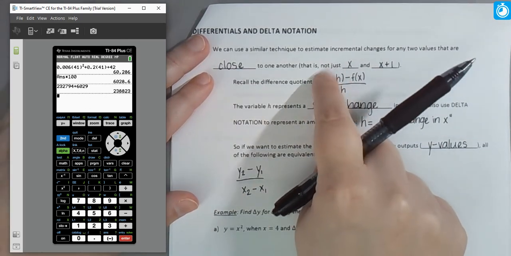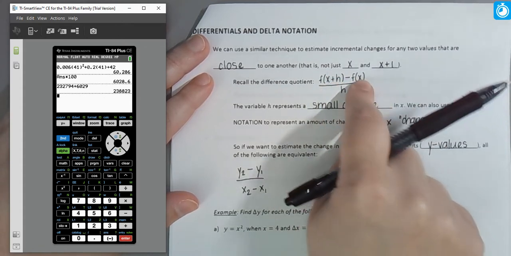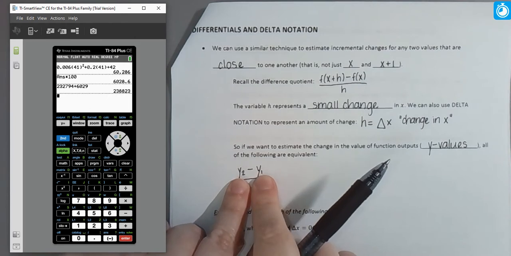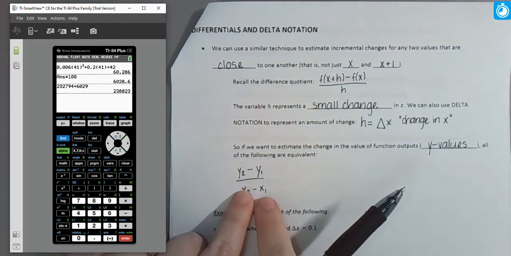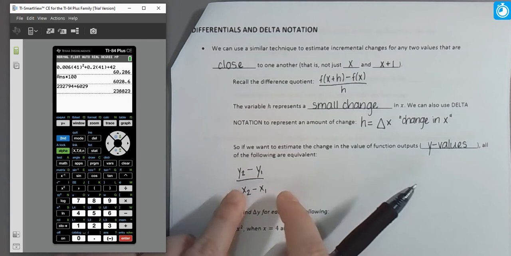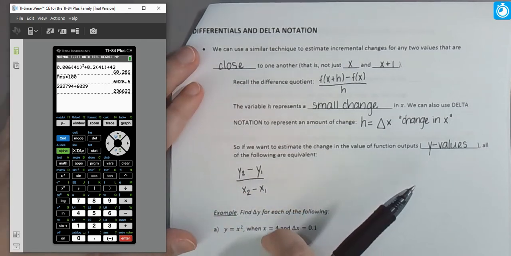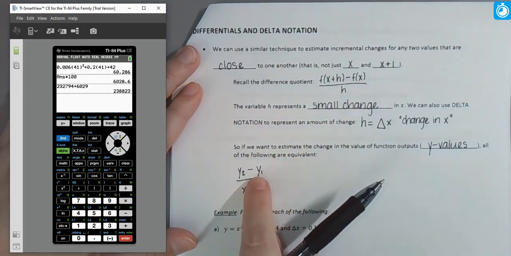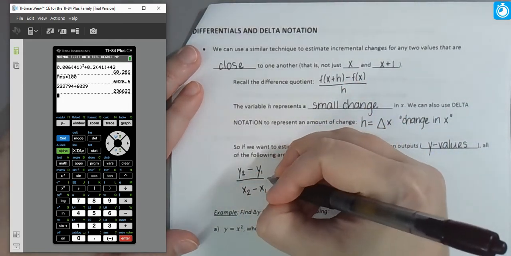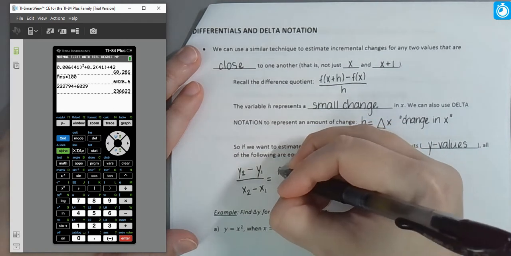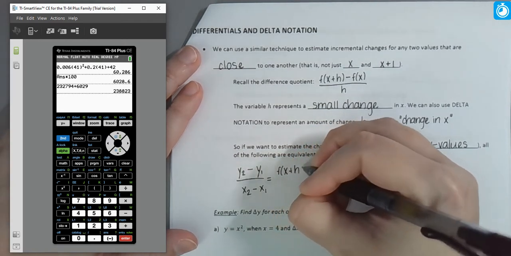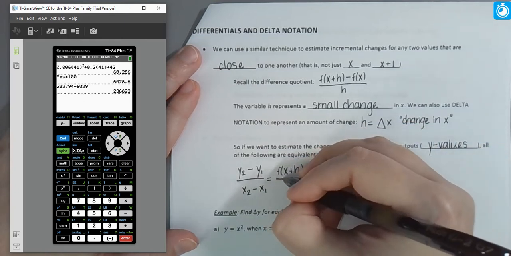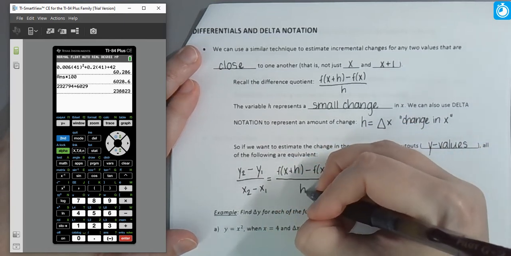So this is f of a further out x value minus f of our original x value. So y2 minus y1, the difference between the outputs. And then x2 minus x1, that's the difference, the distance between our two x values. Well, we call that h here. So these two expressions look very different, but they mean the same thing, just in a different notation. So that's the same thing as f of x plus h minus f of x divided by h.